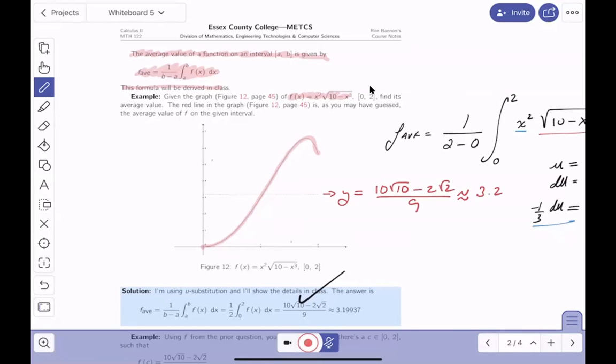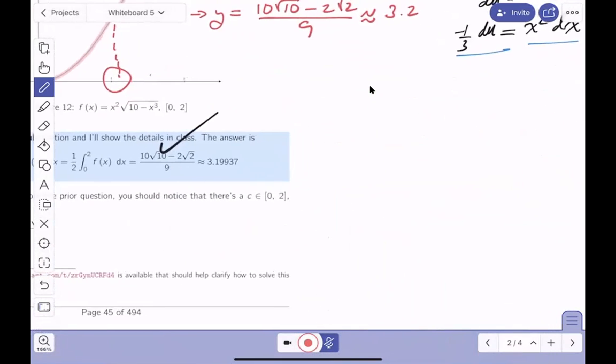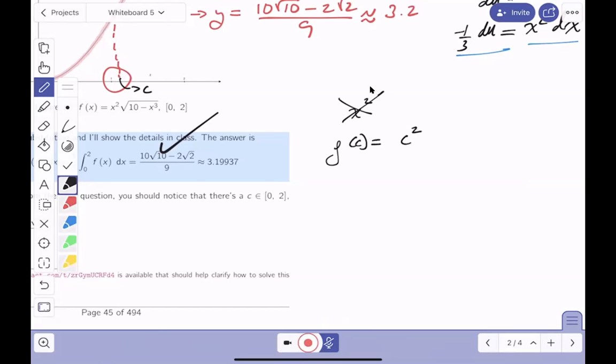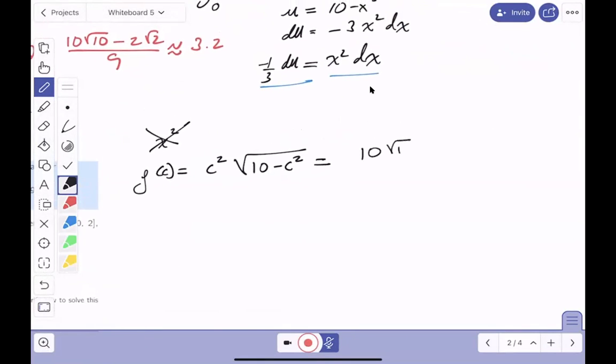All right. So what I'd like to do is figure out what the C value is, and this could get tough. So the C value is, when does the function take on the average? I don't know. But I look at this thing over here. I'm going to post up for you. It looks around 1 point something. So what I want to do is figure that out. And it's going to be tough. But you know what? I'm calling it C. So really what I want to know is, f of C is going to be C squared times the square root of 10 minus C squared, equal to the average value. And what's the average value? It's a nightmare. It's 10 root 10 minus 2 root 2 over 9.